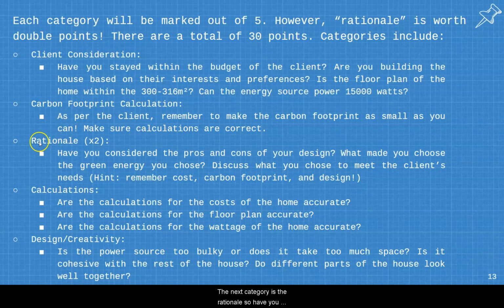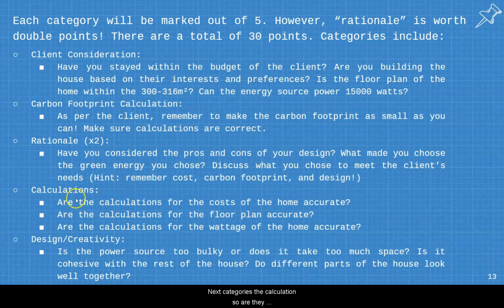The next category is the rationale. So have you considered the pros and cons of your design? What made you choose the green energy that you chose, and then discuss what you chose to meet the client's needs. So remember the cost, the carbon footprint, and the design. We have alluded to many different hints for you in this task, as well as in this PowerPoint. So every time I mention, remember this, try to keep that in mind as you're designing your home.